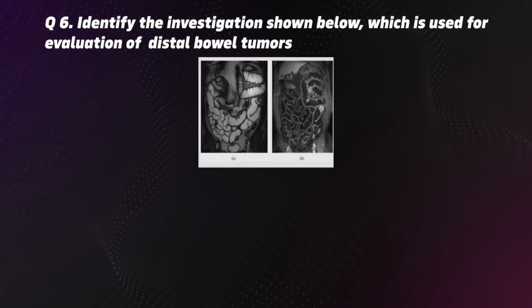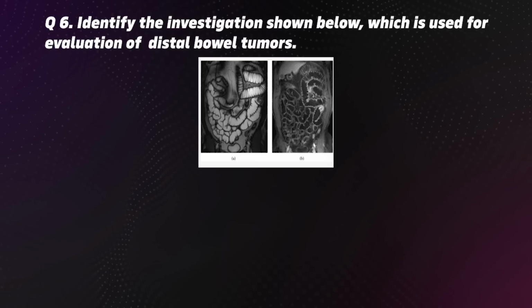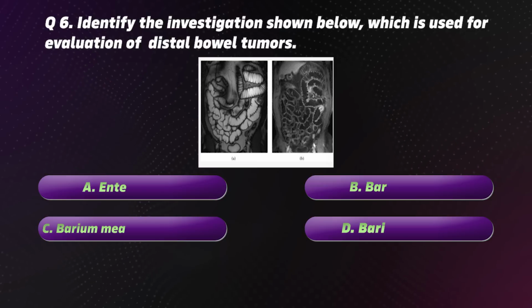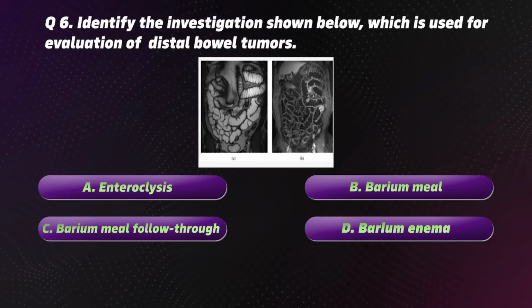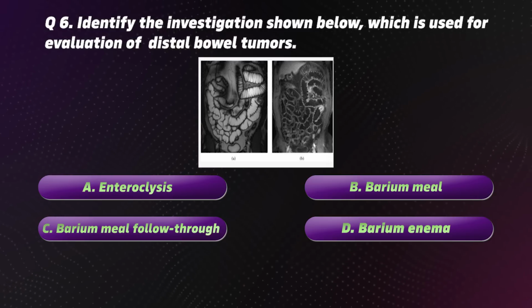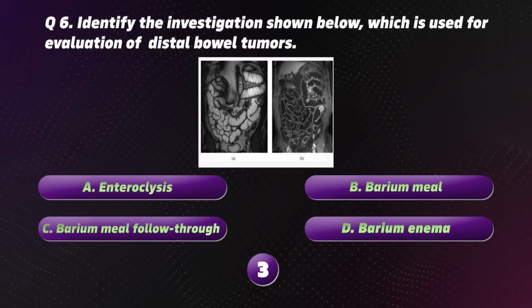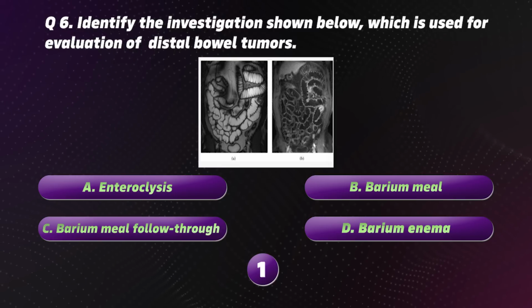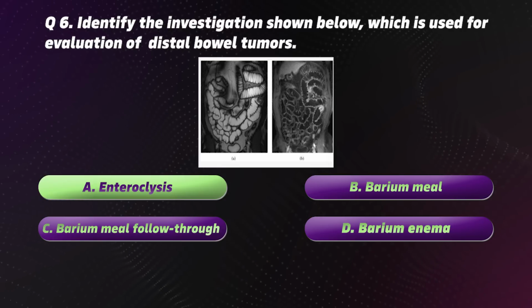Question 6. Identify the investigation shown below, which is used for the evaluation of distal bowel tumors. Here are the options. A. Enteroclysis. B. Barium meal. C. Barium meal follow-through. D. Barium enema. And the correct answer is option A.